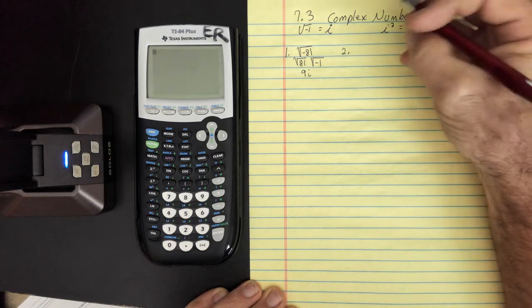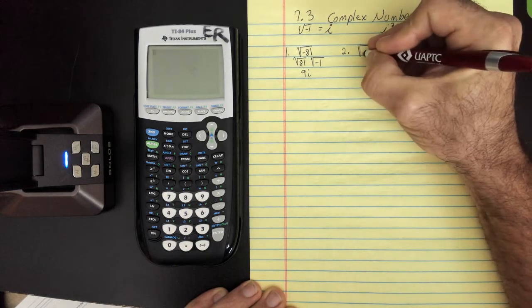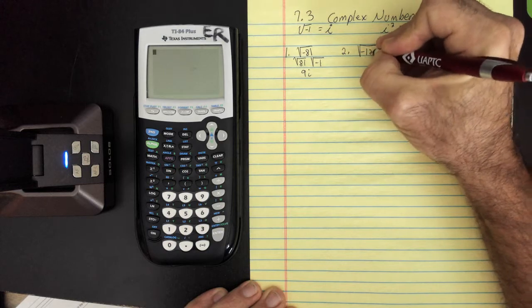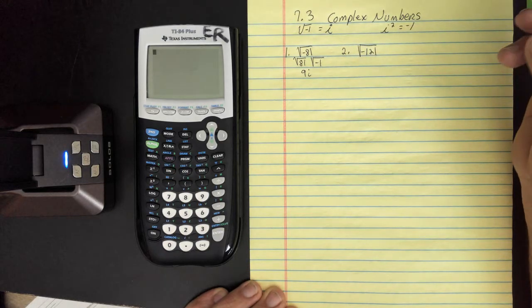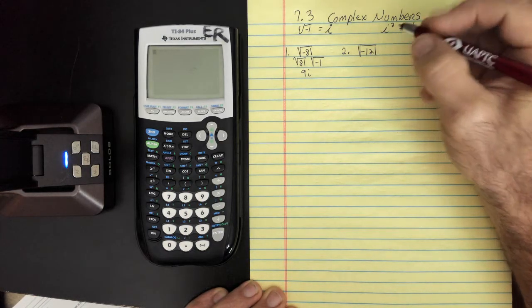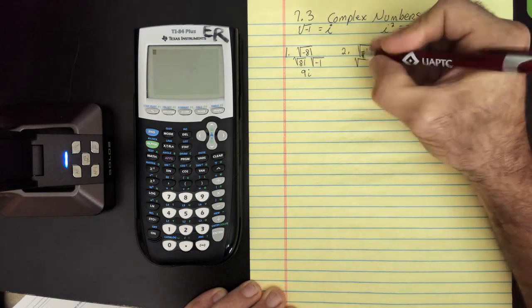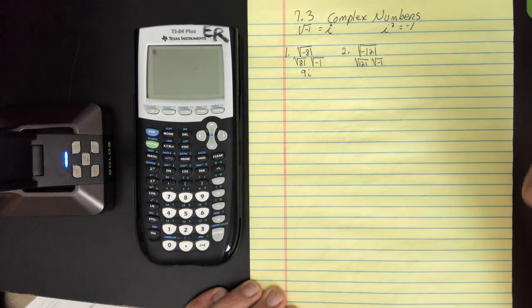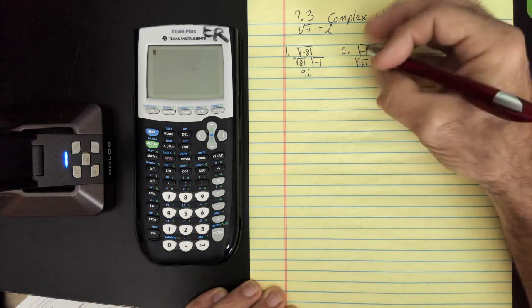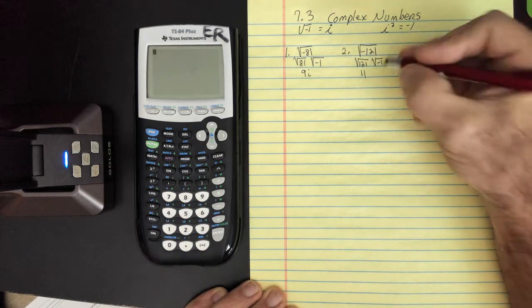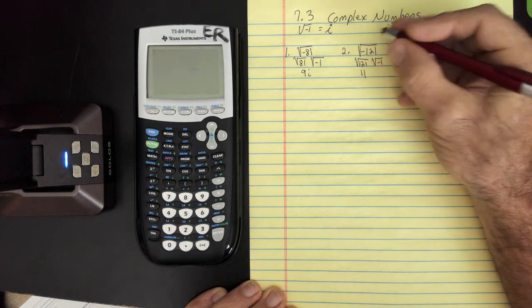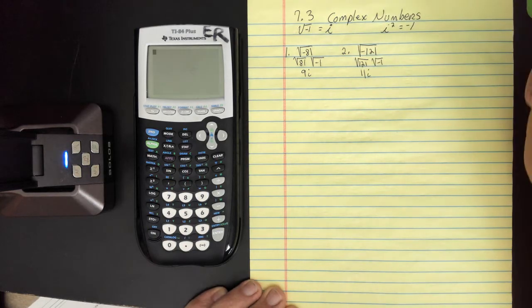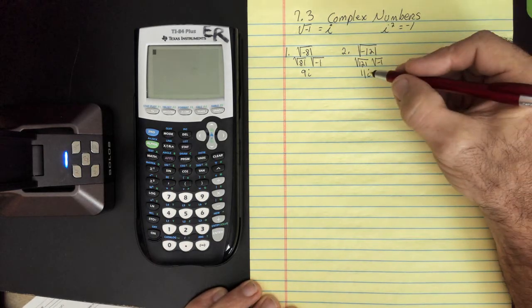Alright, same thing on number 2, express in terms of i, and they're giving me a negative 121. So again, 121 is a perfect square, so I'm going to break this into two radicals, put 121 under the first radical, and negative 1 under the second radical. Alright, so here we go. Square root of 121 is 11. Square root of negative 1, I cannot take, but I'm going to replace it with the i. So my final answer, 11i.